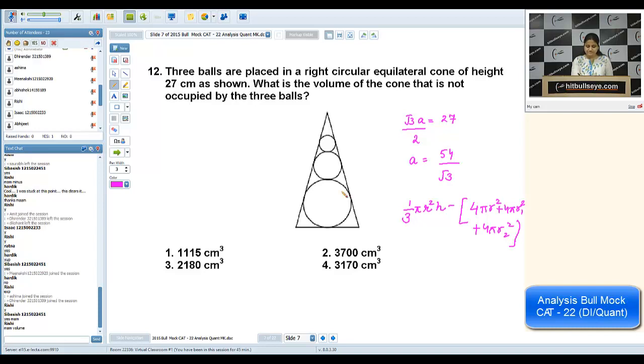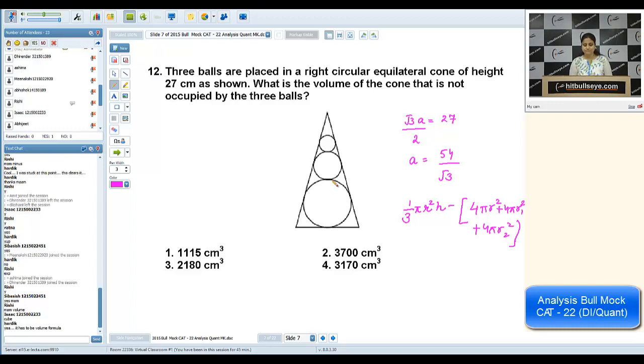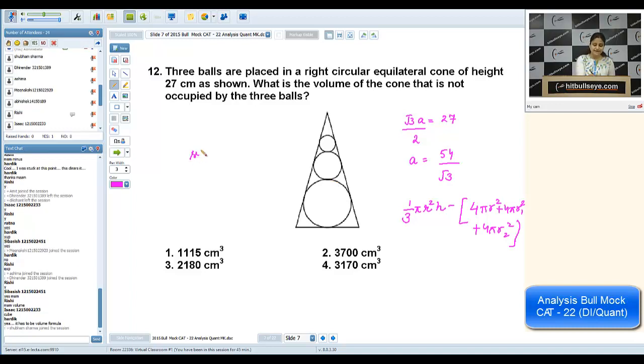Now, as we know, the biggest circle is the incircle for the triangle. We can talk about the inradius here. What is the inradius formula for an equilateral triangle? This is side upon 2 root 3. That is the inradius formula. What is the circumradius formula? That is side upon root 3.